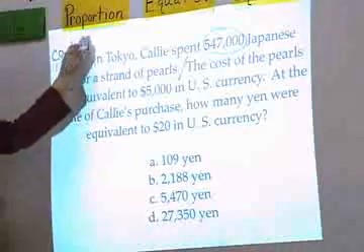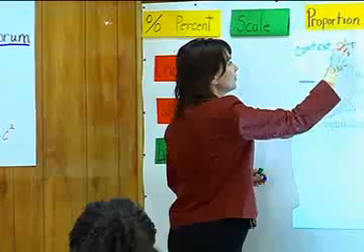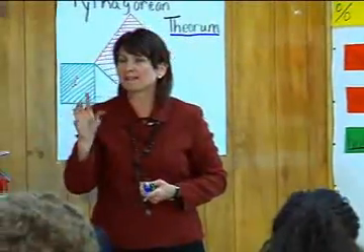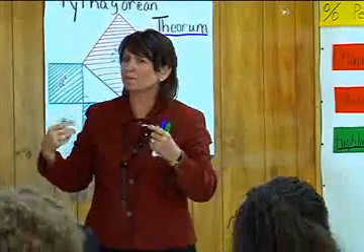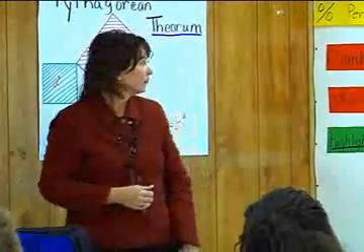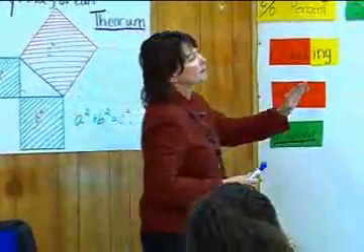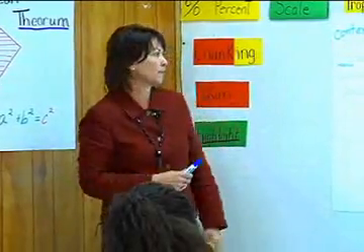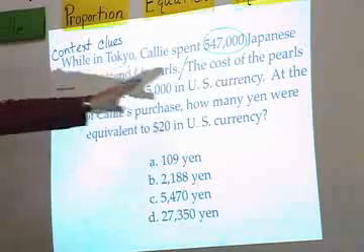And that's what good readers do. When they come across a word they don't know, they stop and say, let me look around that sentence. Let me see if I can put a picture in my head. What could it probably be? So we're already saying, okay, 547,000 Japanese yen is what she spent to get the pearls. Good job. Now we're going to chunk the next sentence.